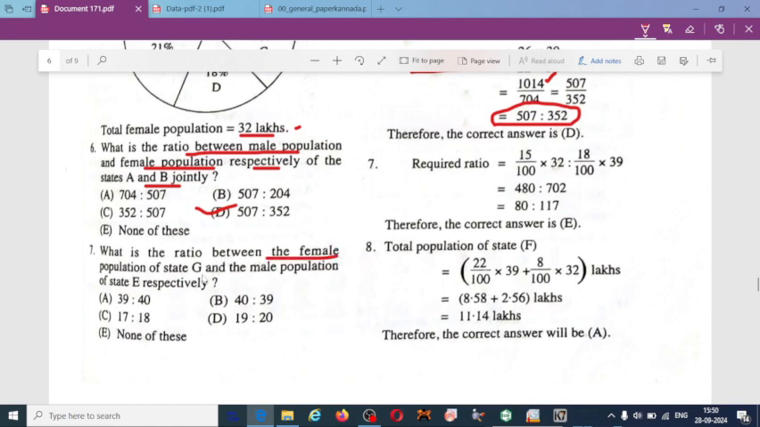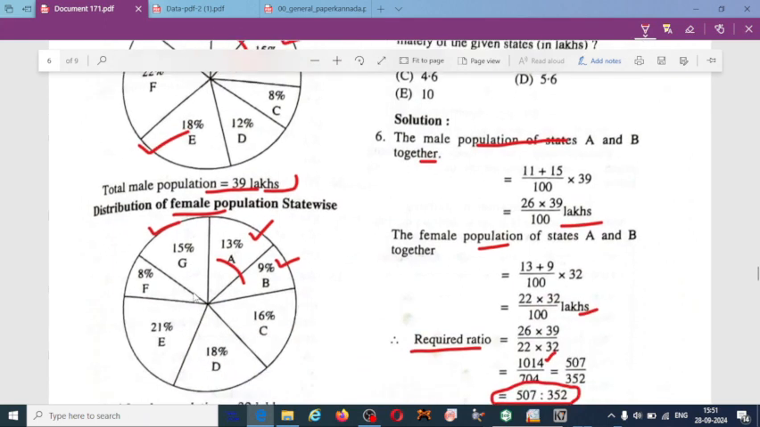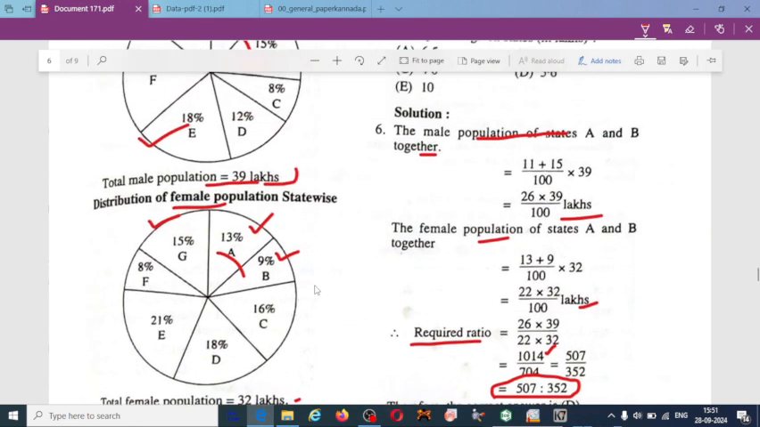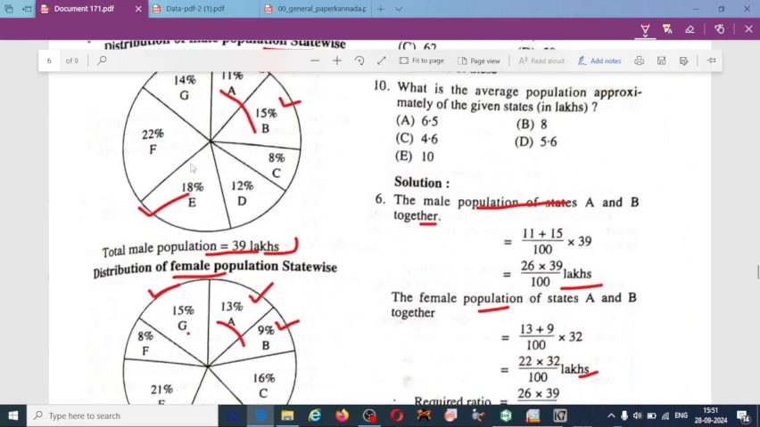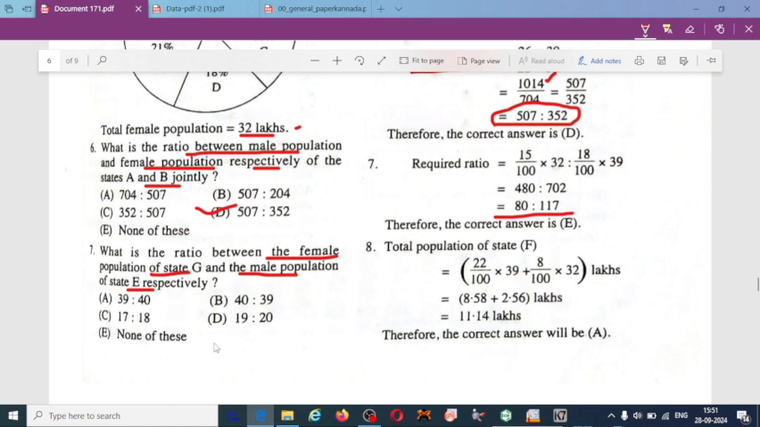What is the ratio between the female population of state G and the male population of state E respectively? So here they have asked state G for female and state E for male. So the required ratio: G for female 15/100 into 32 lakh total population, and for male 18 in the state E, 18/100 into 39. If you calculate, you will get the final ratio, that is 80 is to 117. Here none of the answers is correct.